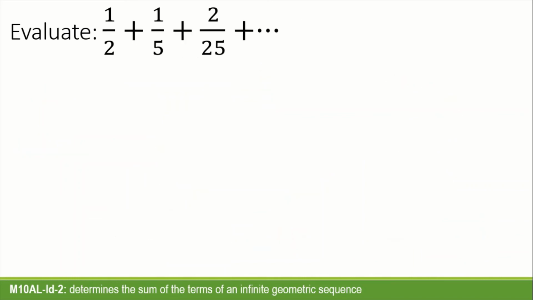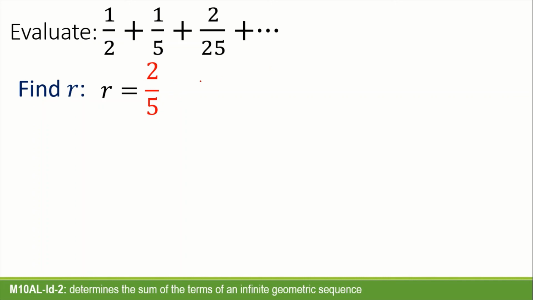Last example, evaluate 1/2 plus 1/5 plus 2 over 25, and so on. So, let us find the common ratio. And the common ratio is 2/5. So, where did the 2/5 come from? We can divide 1/5 divided by 1/2, or 2 over 25 divided by 1/5. So, the common ratio that comes out is 2/5, and 2/5 is a proper fraction.